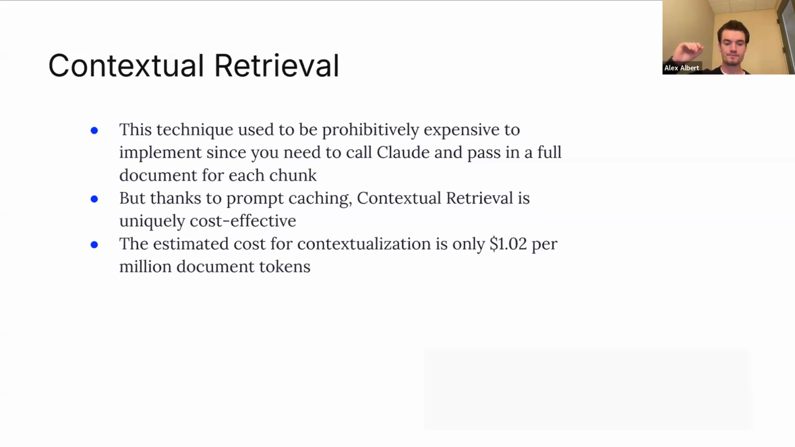So with this, we've done some cost estimates, and we've seen that for 3.5 Sonnet, your estimated cost for contextualization is only roughly about $1 per million document tokens. So it's very, very powerful at a very low cost and fast latency.